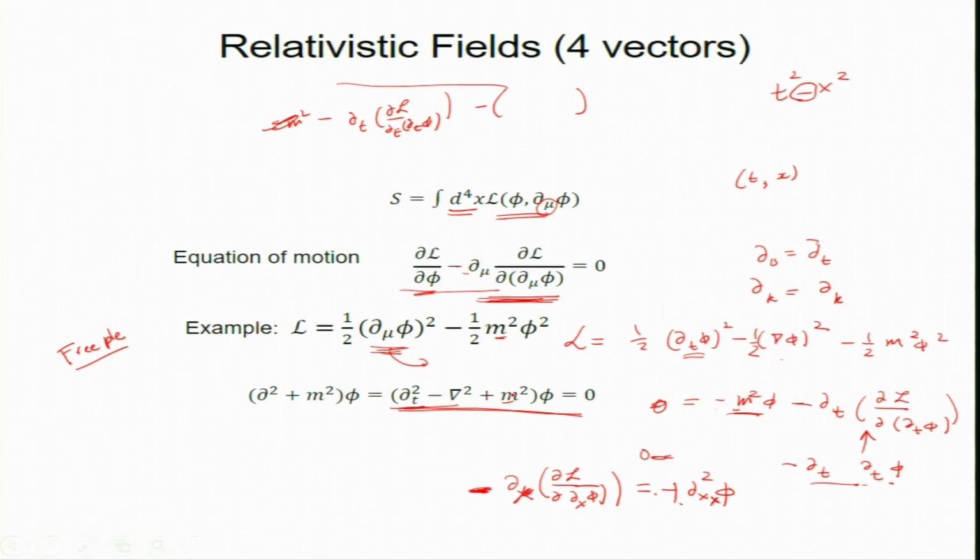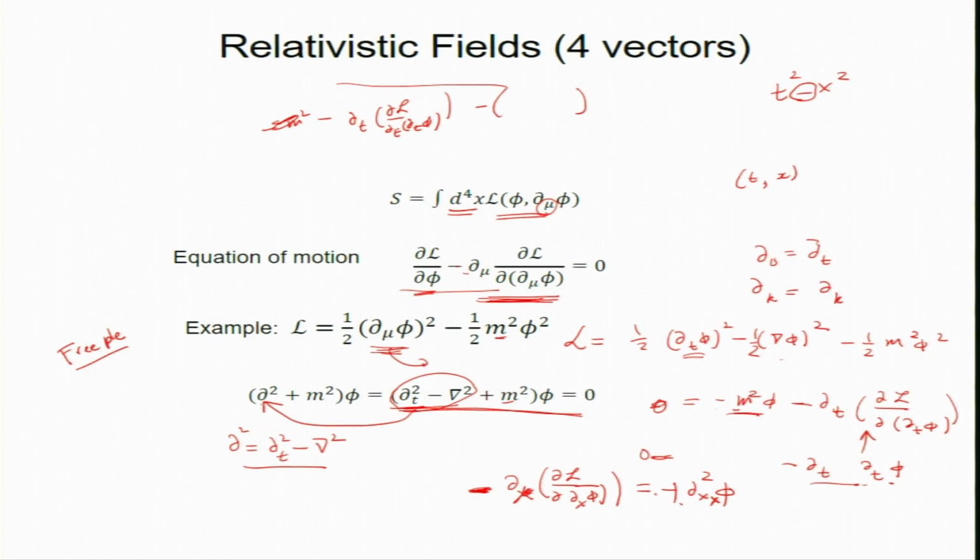For m equal to 0, we get the wave equation like classical electromagnetic waves, but m not equal to 0 is a massive field with mass. In fact, this object is written as a box, shorthand in relativistic fields: box equals dt squared minus Laplacian. We will encounter this. This is one of the important equations for field theory.